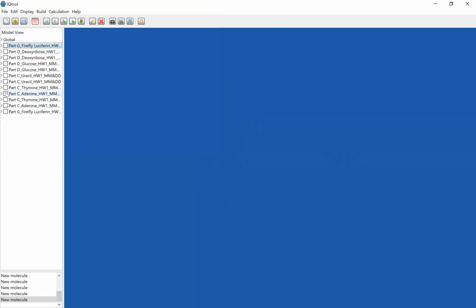Okay, so I did adenine, and then I did thymine, which is the base pair of adenine in DNA, which is pyrimidine, and then I did the RNA pyrimidine uracil here, as you can see with nitrogens, oxygens, and carbons here.